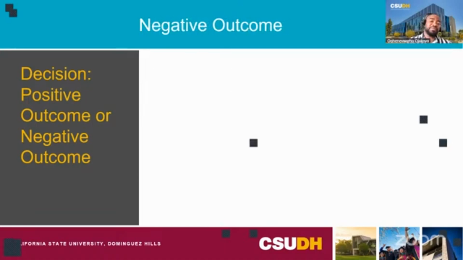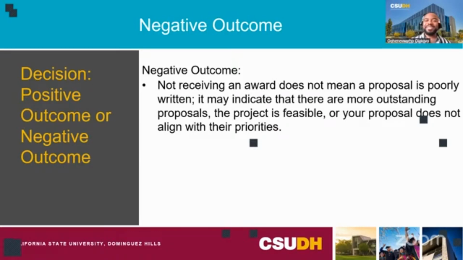And if the outcome is negative, maybe you were not awarded the grant, that is not the end of the story. It's not that your work is poorly written. No, it may also indicate that there are more outstanding proposals, or the proposal is not feasible within their context, or your proposal does not align with their priorities. That could be the outcome. It's not that you have not written well or have not done your best, but it's just that it does not fall within their project feasibility, it does not align with their priority, or they have many outstanding proposals at the time you apply.